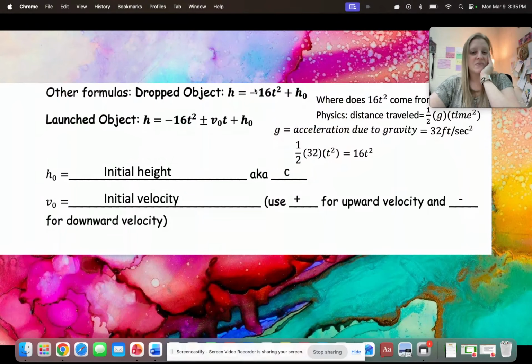Now, you don't have to memorize these formulas. We give them to you, but you do have to memorize what these things stand for. Like, what does this H sub 0 stand for? What does V sub 0 stand for? Because you're going to need to know where to plug in your information.